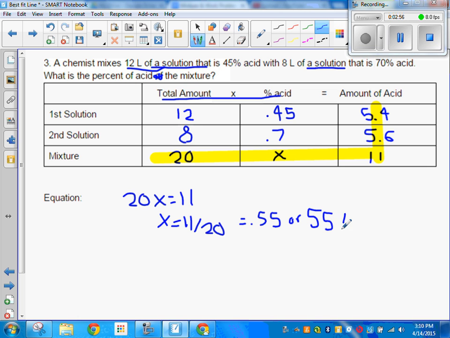Again, just to be clear, I'm not asking you to solve these equations like I just did. I just want you to get to right here. Can you write that equation?